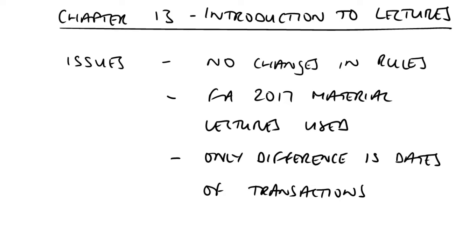The only difference yet again that you will discover in terms of the examples that are used within the lectures as compared to those that you will find within your FA 2018 notes is the dates of transactions, where most of the dates that you're dealing with will be, instead of disposals in the 17-18 tax year, or possibly even earlier, disposals within the 18-19 tax year. But the rules, the basis of the computations, these do not change.